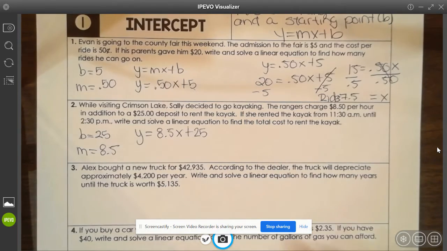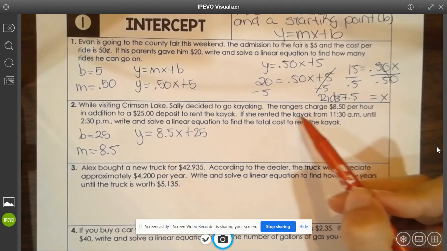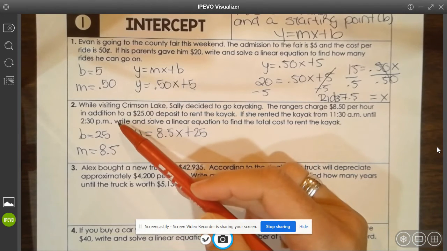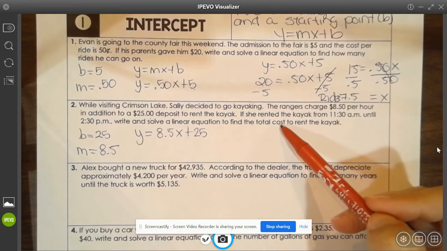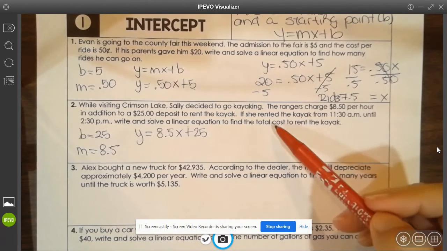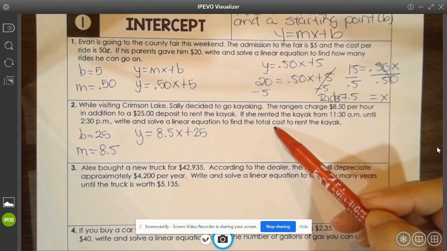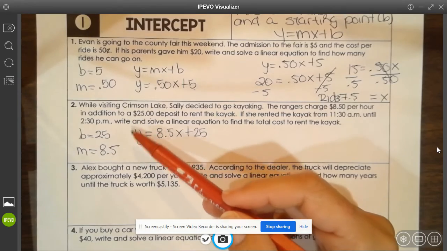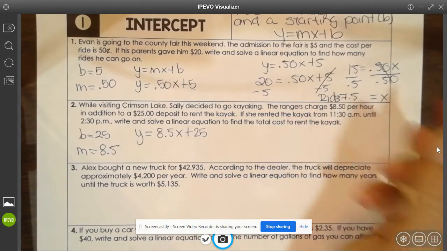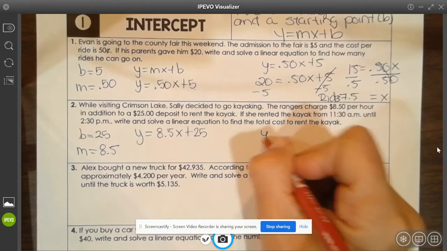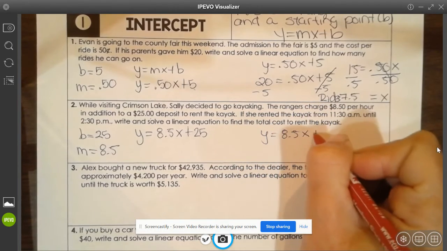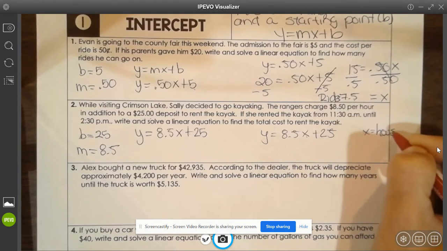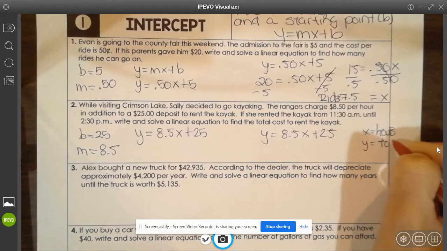That's my equation. Now, the next part says, if she rented the kayak from 11:30 until 2:30 p.m., write and solve a linear equation to find the total cost. In this case, we're looking for y because we're looking for the total cost in how many hours. So that's 11:30 to 2:30. That would be 3 hours. So then let's do that. We're going to use this formula. So that's y equals 8.5x plus 25 for 3 hours. And x represents hours. And y represents total cost.